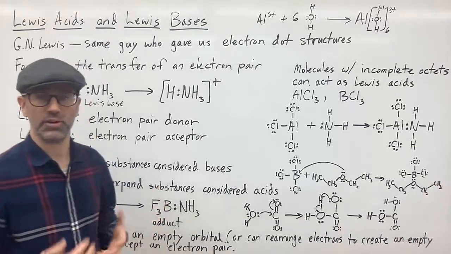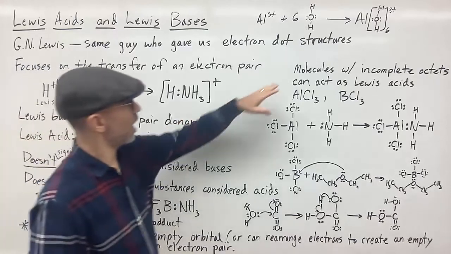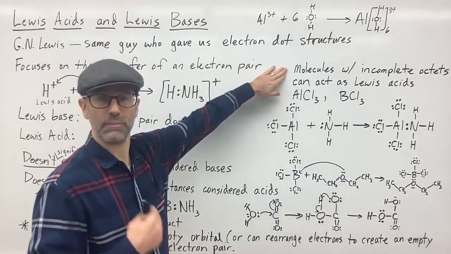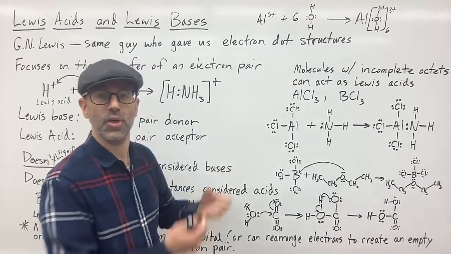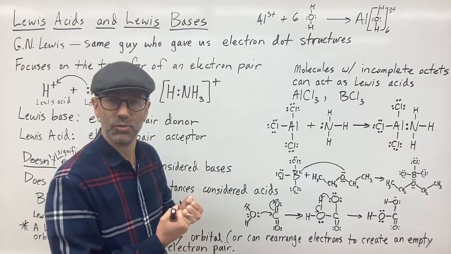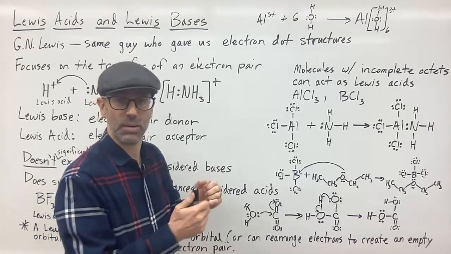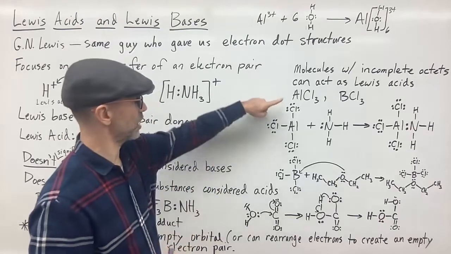So let's go over some examples of how this would work. So here, molecules. If we have molecules with an incomplete octet, those empty orbitals can receive the electron pair and therefore act as Lewis acid. So here's a couple of examples.